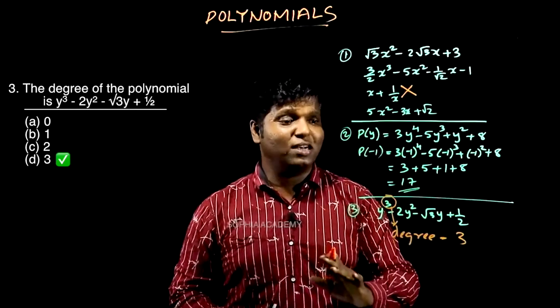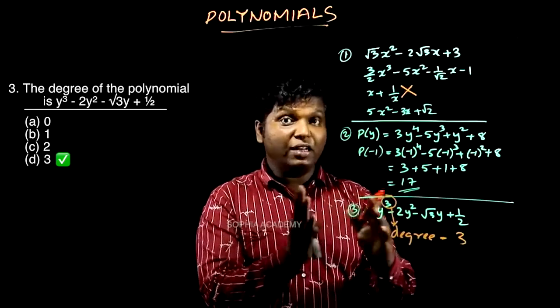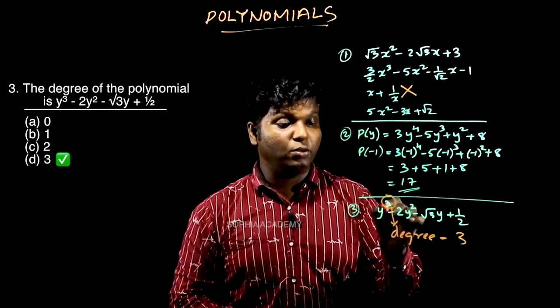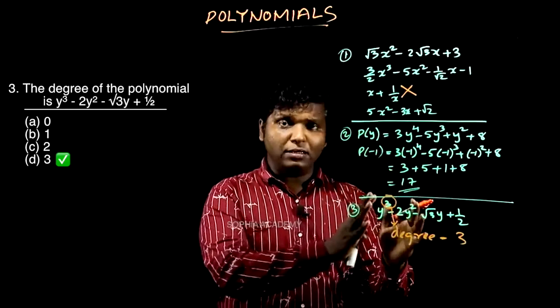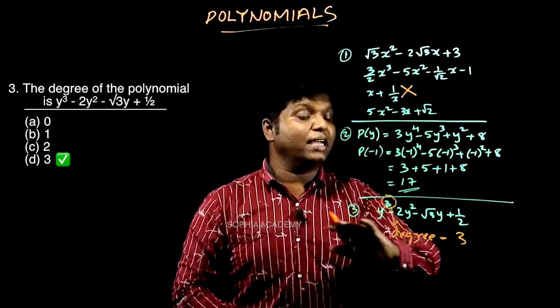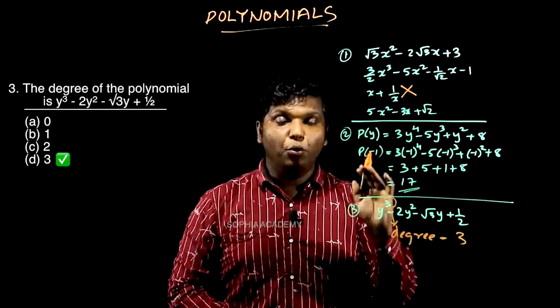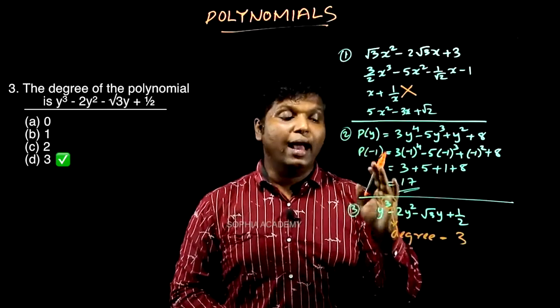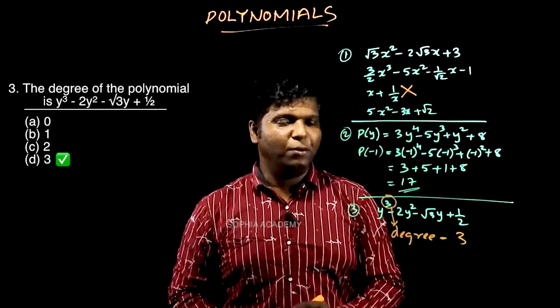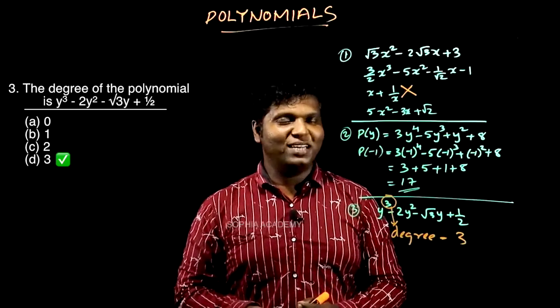So this is the way how to understand. Just check, it may be given in different orders. This question may be given like this also: minus 2y square plus y cube. It doesn't matter where the y cube is lying. But check every variable, and where you find the biggest power, that is what we regard as the degree of that particular polynomial. That's it. Hope it's very easy, right?